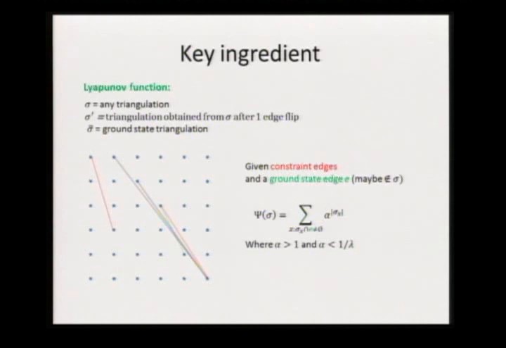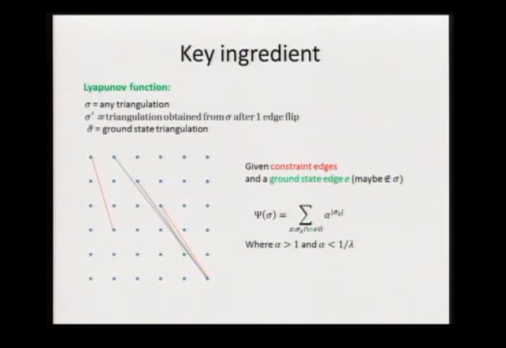Actually, any alpha satisfying these two conditions works. I didn't really care about optimizing alpha, but there are some simplifications, and if you choose alpha properly, the calculations are just better. But this is a good flavor of what the Lyapunov function should be. You look at all edges that cross your target green edge, and you sum alpha to the length of that edge. Alpha is bigger than 1.